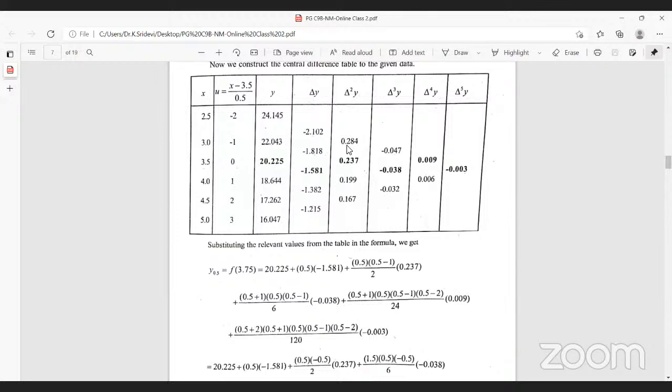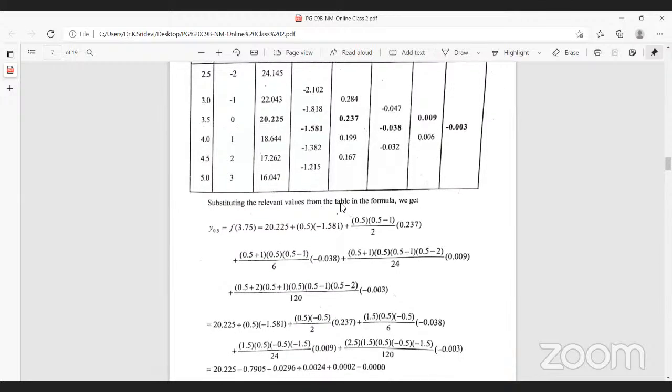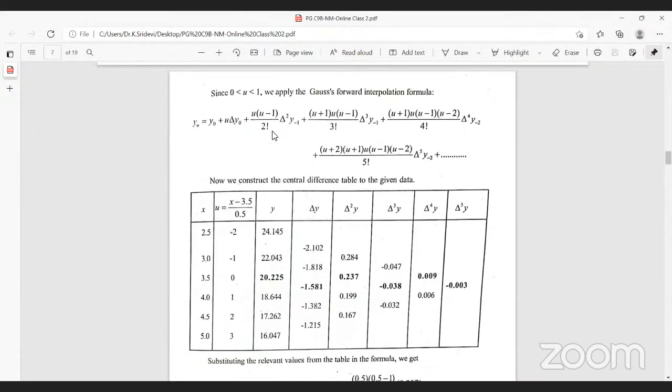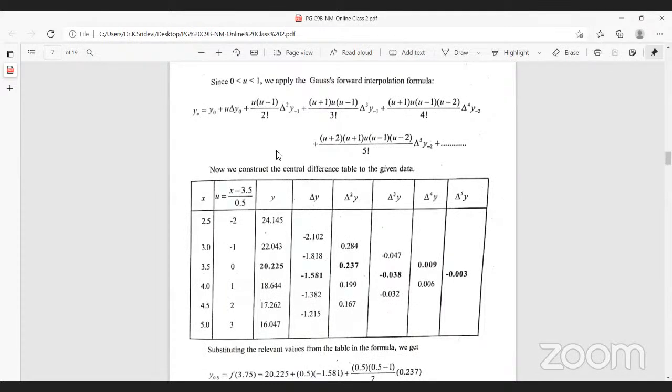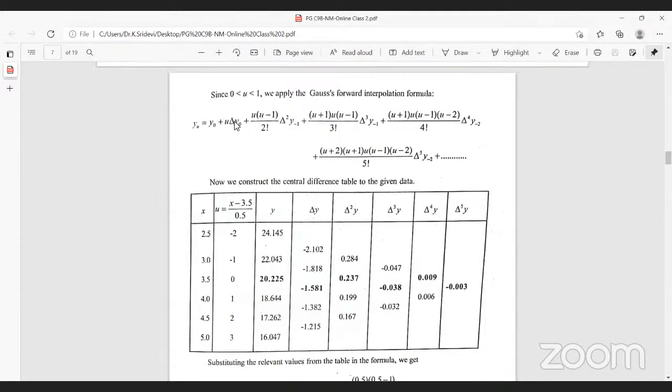Now, to get the second order forward differences column, this value minus this value is 0.284. Like that, you can get all the columns. So now after constructing the table for the given x and y values, you can substitute the relevant values in the table. Now compare this table with the general table. What are our values? Delta y naught, delta square y minus 1, delta cube y minus 1, delta power 4 y minus 2, delta power 5 y minus 2. Identify all the values in the table, and to identify these, you can use the general table.